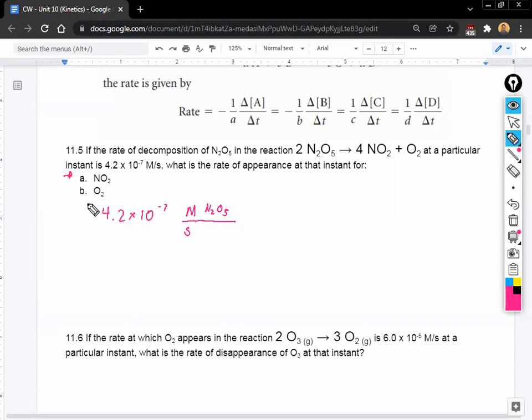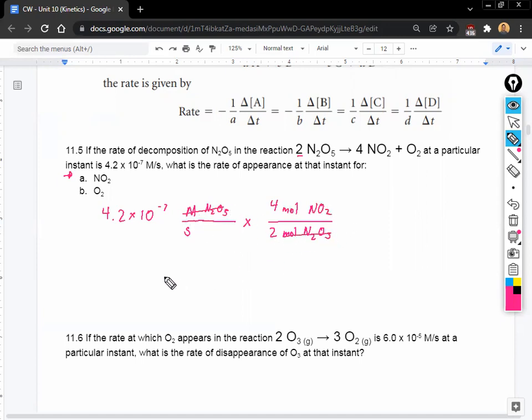So this is actually very easy. All we need to do is a mole ratio. If we take a look at N2O5, the coefficient is 2, right? So for every 2 moles of N2O5, how many moles of NO2 are produced? What's the coefficient? Oh, I know it's 4. Yeah, it's going to be 4 moles of NO2. And these can cancel out.